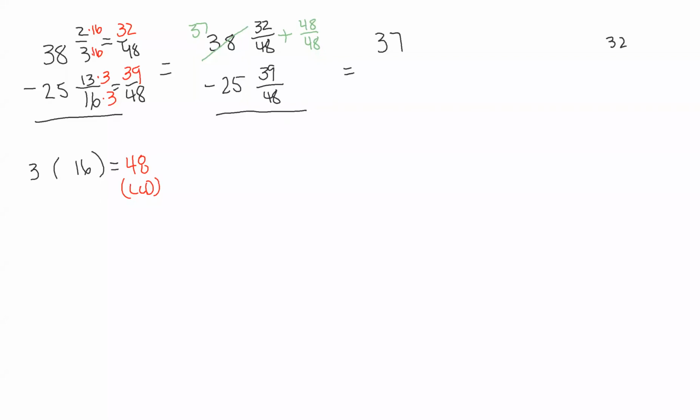If you need to do some side work, don't sweat it. 8 and 2 is 10, carry a 1. 4 plus 3 plus 1 is 8. So this is really 37 and 80 over 48. Don't get hung up on the fact that this is improper. This is going to be improper for just a few seconds. We're getting ready to fix it. Now we can subtract 25 and 39 48ths. If you need to do some side work, do it. All right.